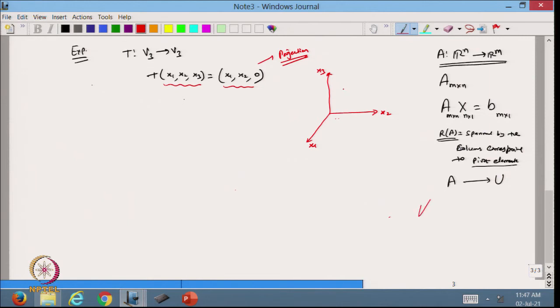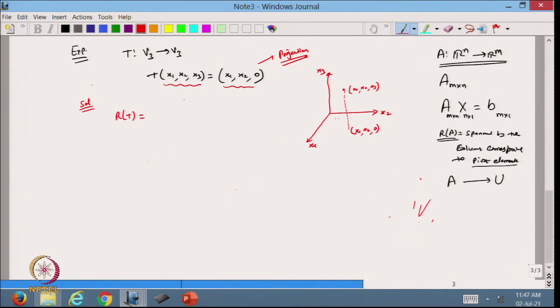Now, in this case I choose any vector from here. That is (x1, x2, x3), and I just take the projection on the xy plane, and this element will be (x1, x2) and the third coordinate will be 0. So, this is called the projection transformation. This is a linear transformation we already know. Now, from here I want to find the range space of T.